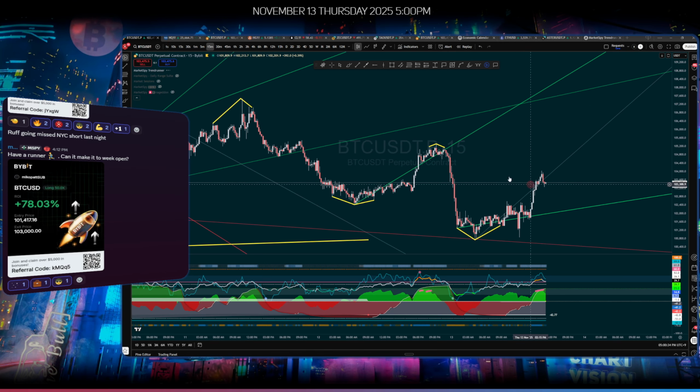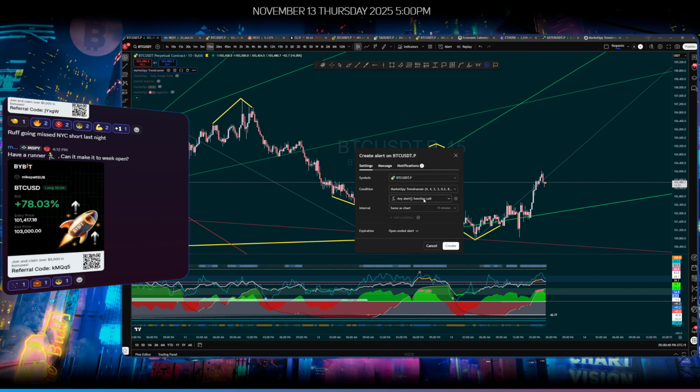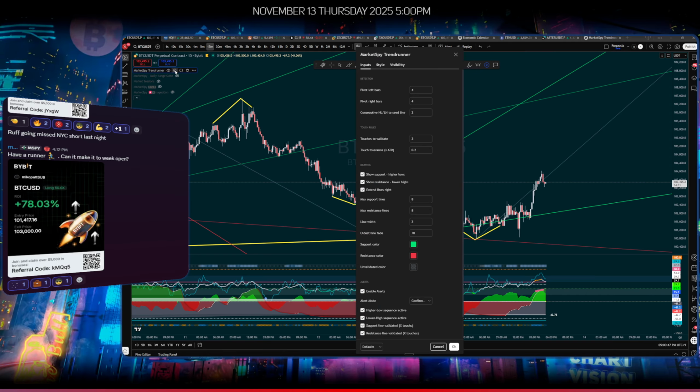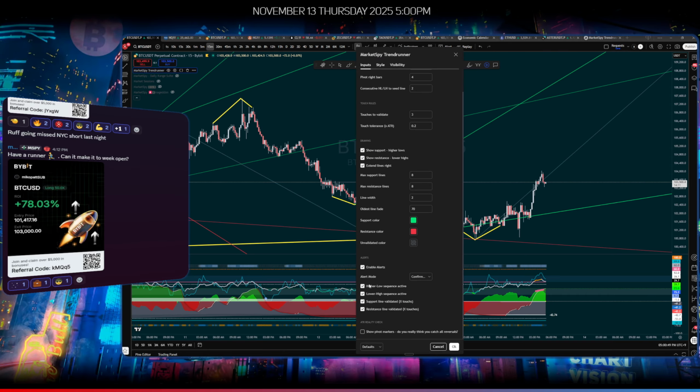Again, set the alerts on Trend Runner by right-clicking on it, clicking on Add Alert, and it's going to give you any alert function, and those alerts will be found here. So whatever you have set over here, confirm on close, you're going to get alerted on the higher low sequence, on the lower high sequence, and support line or resistance line validation.